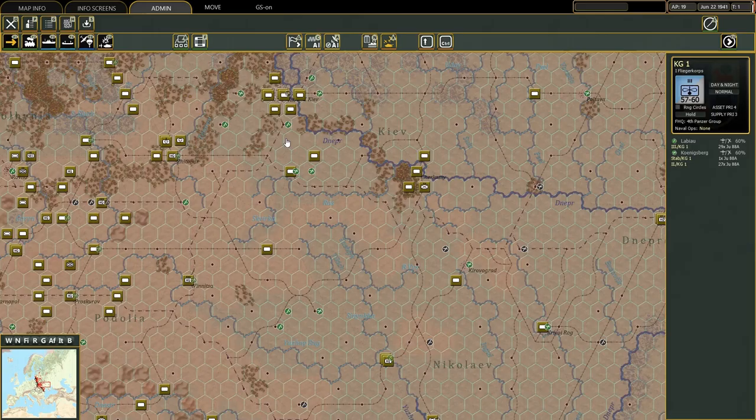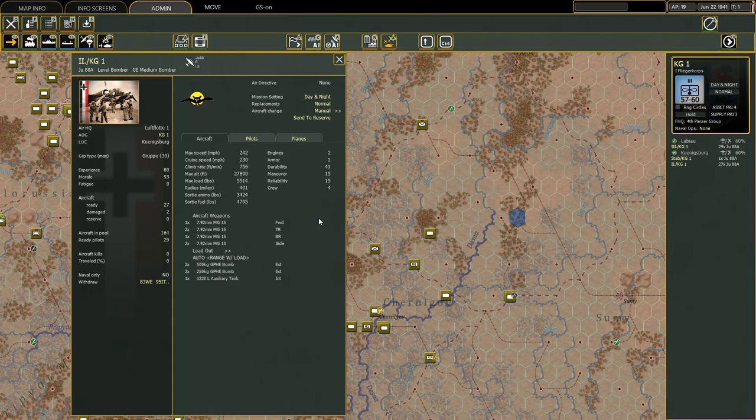And we can go back, actually, we can do it from here, yeah, perfect. And the values, the lines below here are pretty much self-explanatory. Experience and morale and fatigue is basically the average experience, morale and fatigue of all the pilots that make up these air group units.